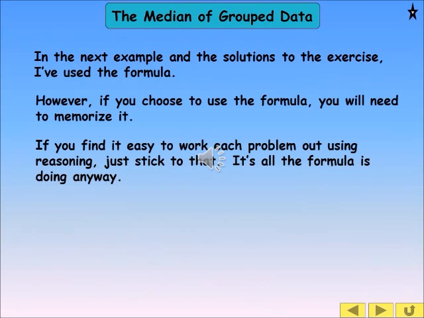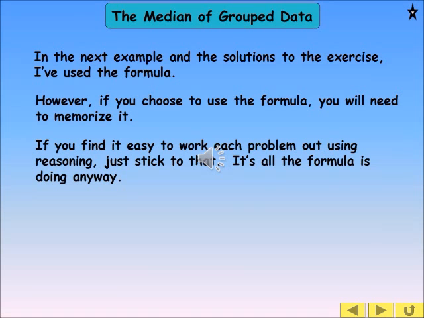So everyone, in the next example and in the exercises, you can use this formula. However, if you find it easy to work with the method you remember for each problem, just stick to that. Use whichever formula is easy for you.